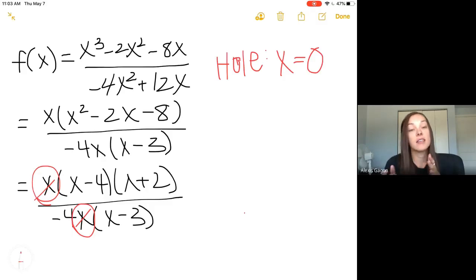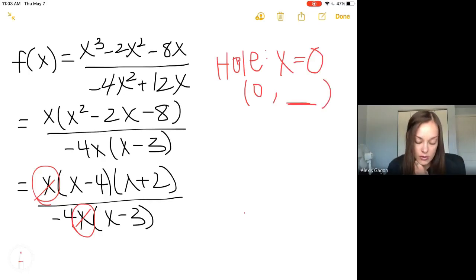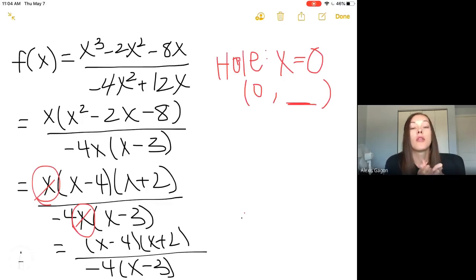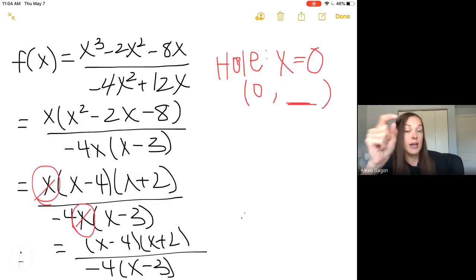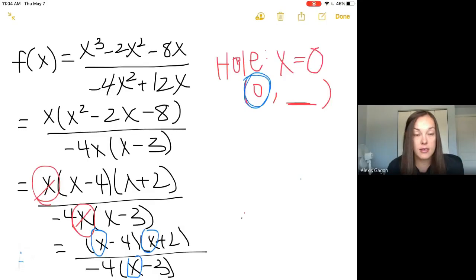But we still need to find the y value. So this is the x part of it. We need to figure out what that y value is. If we cancel that, we're left with x minus 4, x plus 2 over negative 4 and x minus 3. The way that we can find the y value is to take this 0 and plug it in wherever we have an x. So I'm going to plug it in: 0 minus 4, 0 plus 2, negative 4, 0 minus 3.